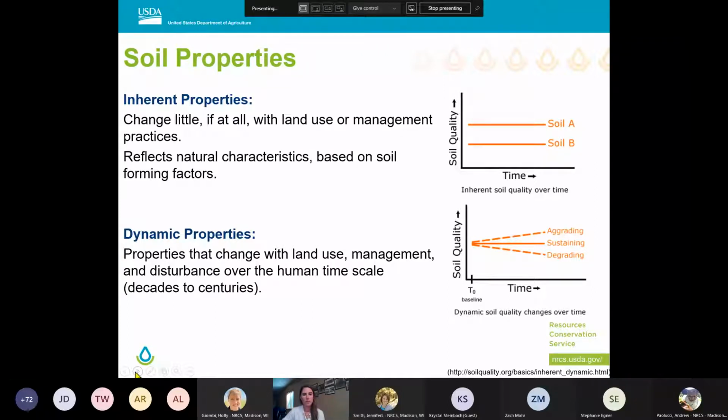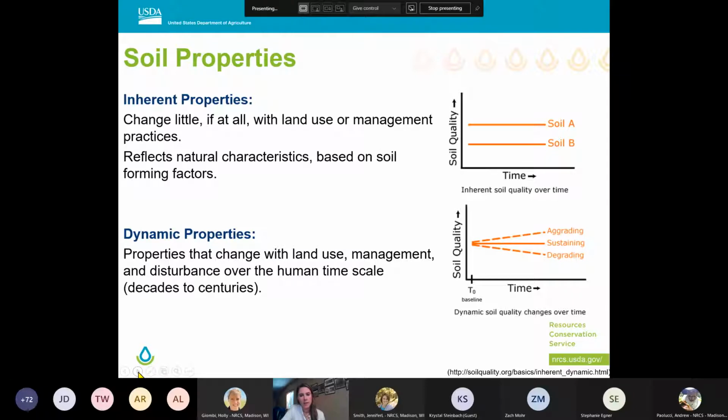Typically, we lump soil properties into different categories. These include chemical, physical, biological, soil health, water features, and erosion factors. I think it's important to note that these properties aren't necessarily black and white or a one-size-fits-all. So you'll probably see that as we go through some of these. The two categories that we're going to focus on are inherent and dynamic. Inherent essentially changes very little, if at all, with changes in land use and management.